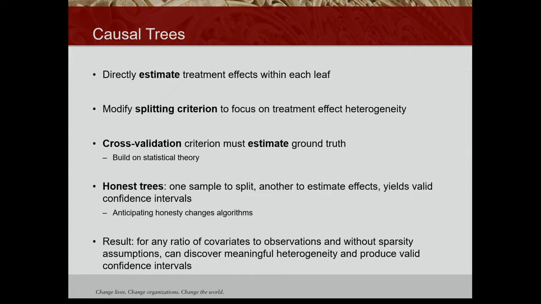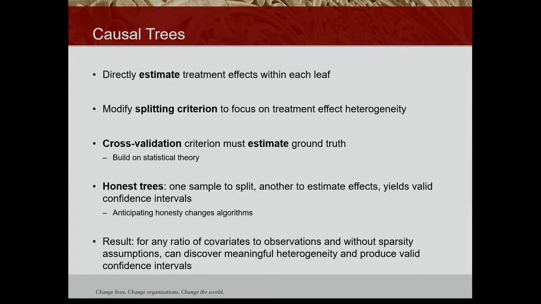So what we're going to do is we're going to change the standard recursive partitioning algorithms to do a few different things. First of all, we're going to directly estimate treatments within a leaf. Second, we're going to modify our splitting criteria to focus on treatment effect heterogeneity instead of predicting outcomes. Our cross-validation criteria is going to have to estimate the ground truth. We're going to have to deal with the fact that I don't observe the treatment effect for any individual. And we're going to use what we call honest trees.